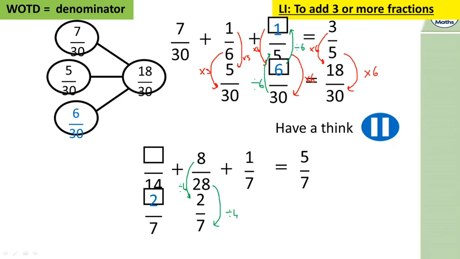So 2 plus 1 is 3, so you need another 2 to equal 5. So 2 sevenths plus 2 sevenths plus 1 seventh equals 5 sevenths. But remember, we want it in 14ths. So 7 times 2 is 14. Whatever you do to the bottom, you do to the top. So 2 times 2 is going to be 4. So 4 14ths plus 8 28ths plus 1 seventh equals 5 sevenths. If you did that where you worked it out in 28ths and then divided it to get to 14ths, that's absolutely fine. That's just a different method, a different approach.